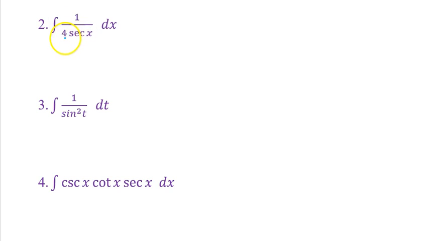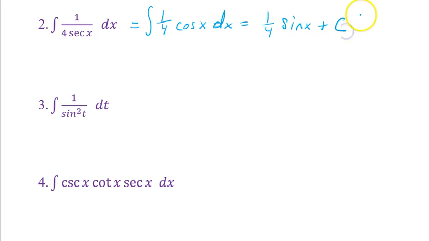Now, the biggest mistake that some people make is they bring the 4 with it. It's not 4 cosine. The 4 is a number. There's no problem with that. It's on the bottom of a fraction, so that is 1/4. So this problem can be rewritten as 1/4 cosine x dx. And then you just bring the 1/4 over, and think what is the antiderivative of cosine, and that would be sine. Don't forget your plus c.